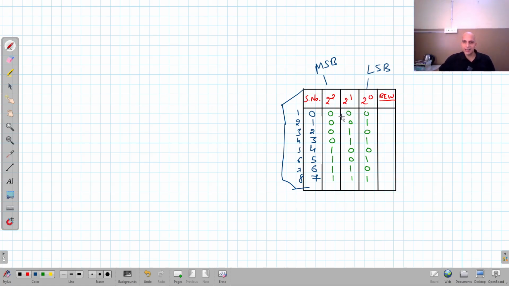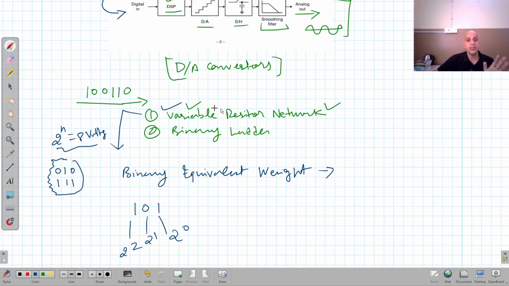Now, if you look at this table, the minimum value in these possibilities is this one. Let this value be 0 volt, because when we are converting a digital signal into the corresponding analog signal, that analog signal must have some minimum value of voltage and some maximum value of voltage. Let's assume that in this case of 3 bits, the minimum value is 0 volt and the maximum value is 7 volt.